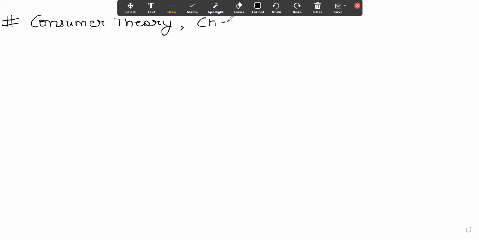Formally, this is chapter 21 of the book which I prefer to follow for the Introductory Microeconomics course. This is Gregory and Mankiw, and the edition which I will be following is the 4th edition.